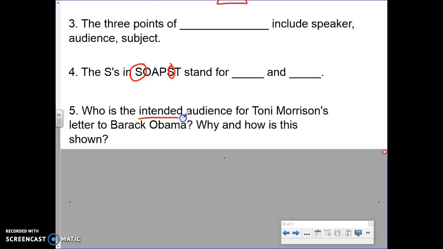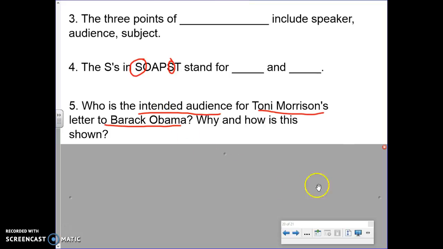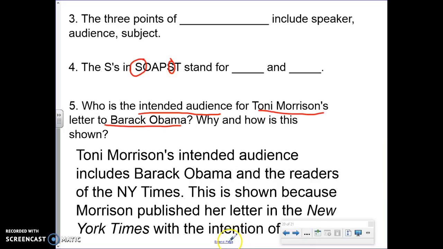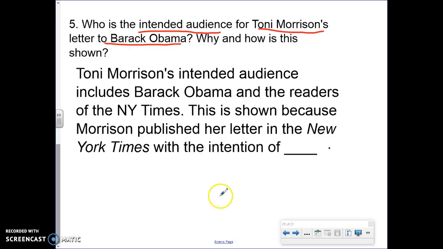So I'm looking here for intended audience, and I'm looking specifically for a certain piece of literature. Okay, so out of the SOAPSTone, all you're looking at is the audience. So you can easily do this in 2 good sentences. Now, I wrote them here so that you have them as an example. I didn't give the full answer, but you have an idea now of how this goes.